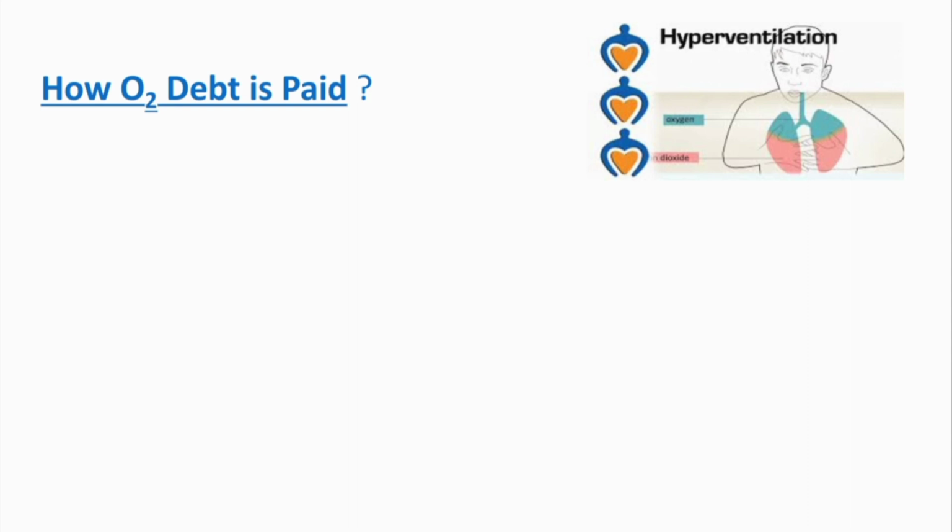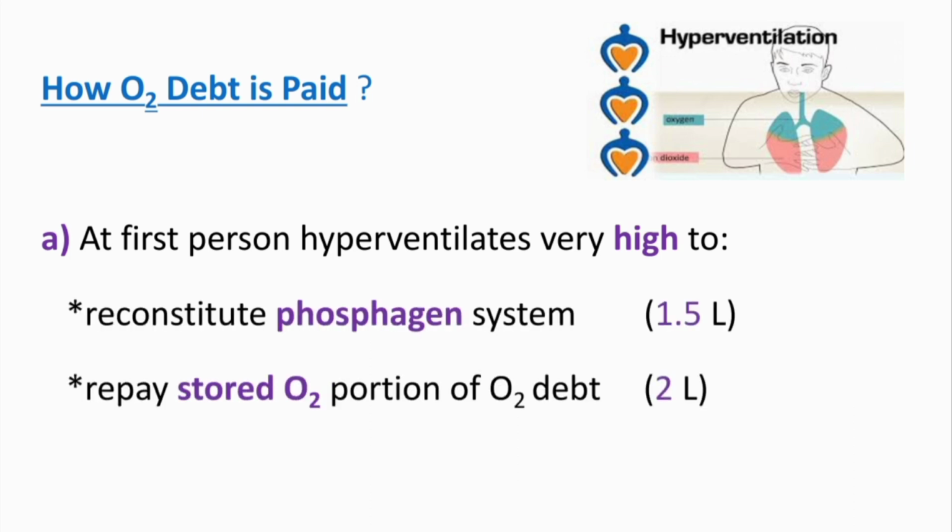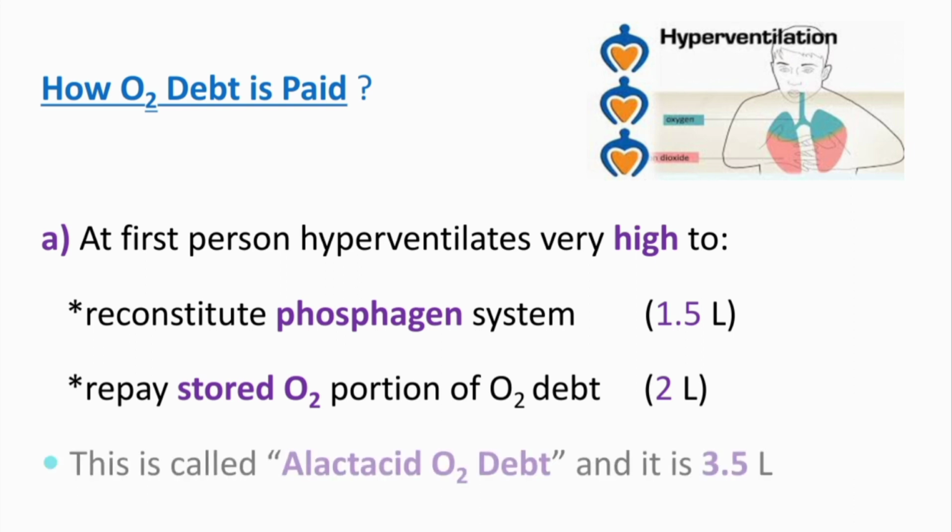Now, how is the oxygen debt paid? Basically, when the exercise is over, the person hyperventilates to pay the oxygen debt in two episodes. At first, the person hyperventilates at a very high rate to reconstitute the phosphagen system, which requires about 1.5 liters, and to repay the stored oxygen portion of the oxygen debt. And as you know, it is 2 liters. This is called alactic acid oxygen debt.